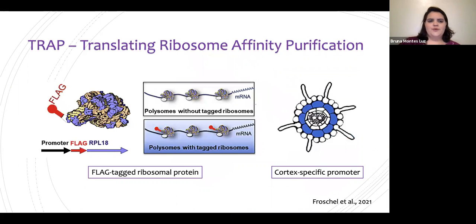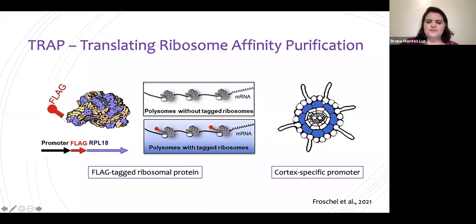With this in mind, we used translating ribosome affinity purification, or TRAP, to find new genes involved in this interaction. We used a cortex-specific promoter to drive the expression of FLAG-tagged ribosomal proteins. In this way, we are able to purify RNA that is being translated only in the cortex.